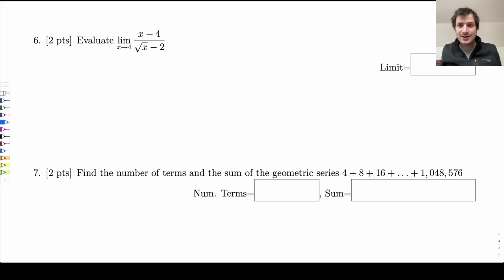Okay, this is the last page of the practice exam for midterm 2. And there are 4 problems here. The first one is to evaluate this limit. This limit involves a square root. This should be very similar to the one we did in class.